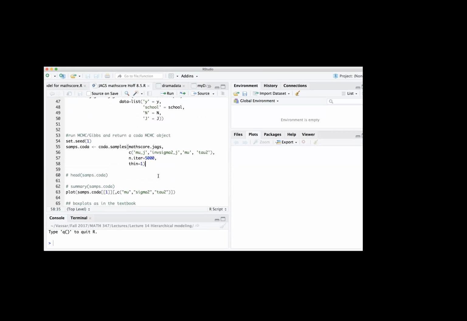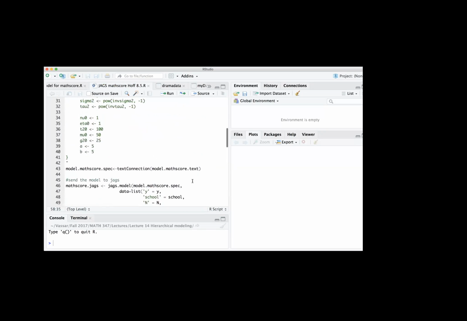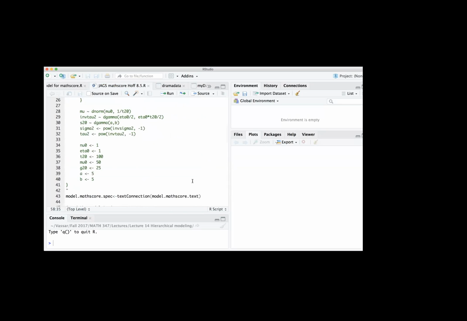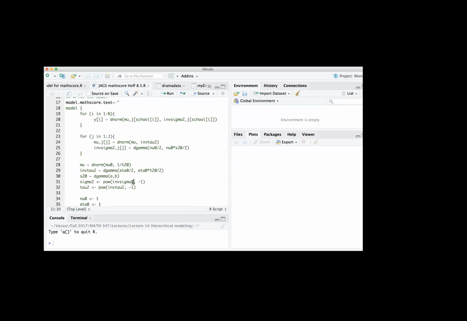We had before mu j and then sigma squared, which we got by assigning the inverse of the inverse sigma squared j. Are we? Oh yes, thank you. So more things to tweak over here.